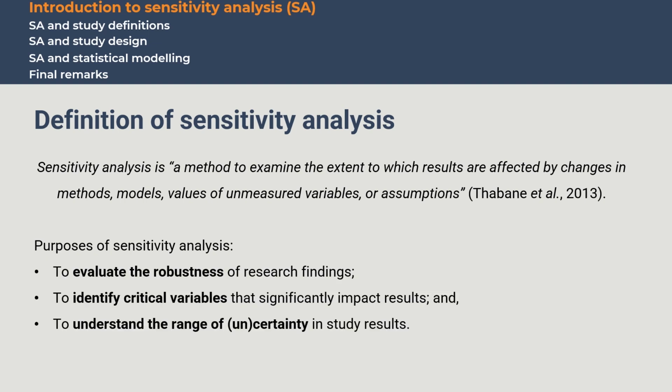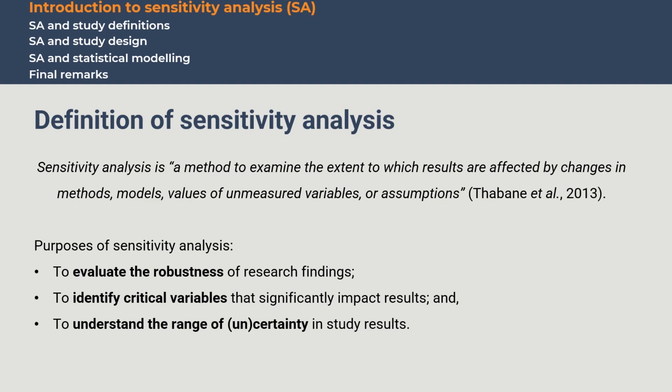The first one is to evaluate the robustness of research findings. We also use sensitivity analysis when we need to identify critical variables that significantly impact results. And lastly, we use sensitivity analysis to understand the range of certainty or uncertainty in our studies' results.